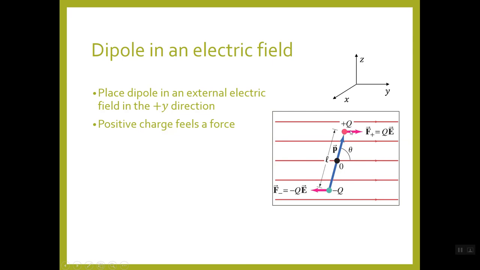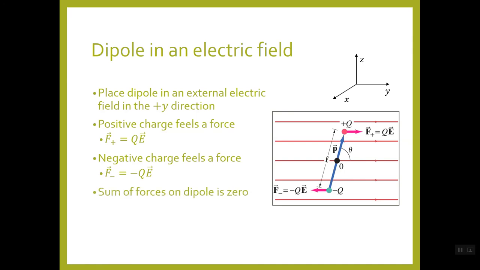The positive charge will feel a force in the plus Y direction, the same direction as the electric field. The negative charge will also feel a force, but in the opposite direction, the minus Y direction, opposite the electric field. If we sum the forces on the dipole, we get 0, QE minus QE. So there's no translational motion of the dipole in the electric field.